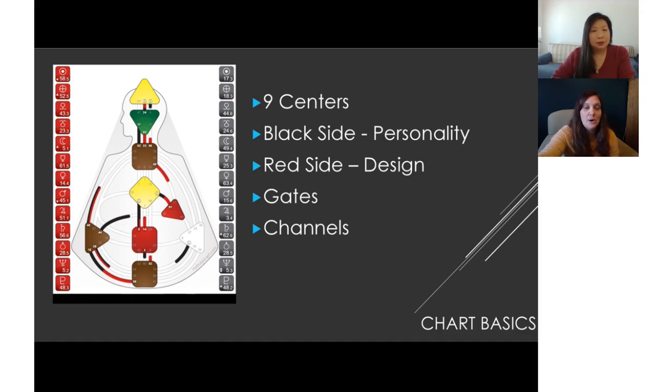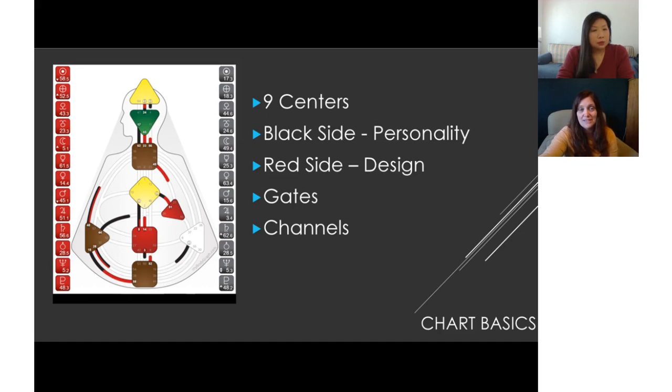On your chart, you'll see there are squares on either side that have numbers and symbols in them. One side is black and one side is red. The black side gets calculated at the exact time that you're born, and the red side gets calculated 88 days before you're born. It's based on the positioning of the planets. We've got the sun and the earth, the nodes, the north node and south node, then the moon and all the planets. Based on that positioning, it activates different gates in your chart. And the gates are the numbers that are in the centers.